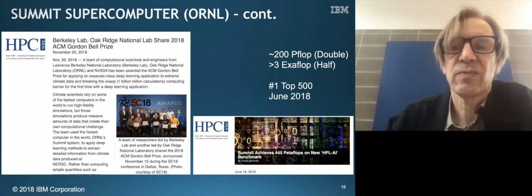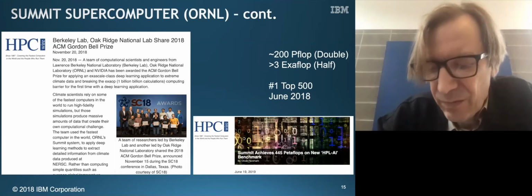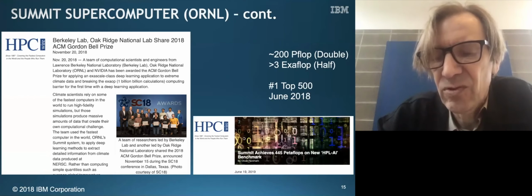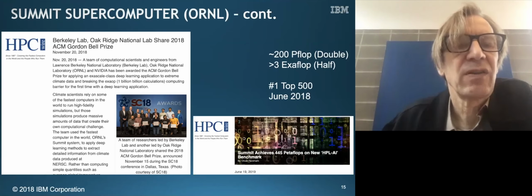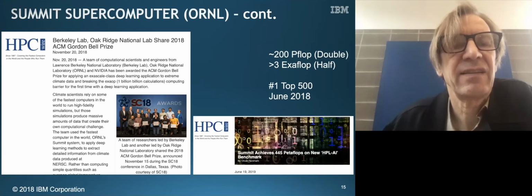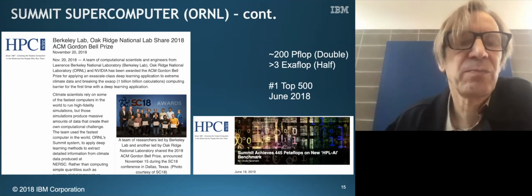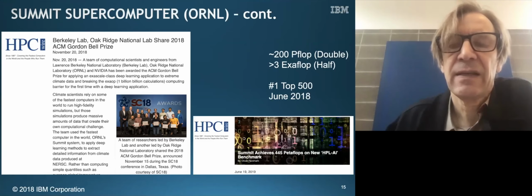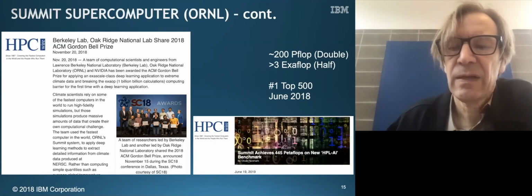So it certainly was helpful for deep learning, and one could spend an entire talk looking at all the different ways that this class of systems was used for AI applications, but I just highlighted two. The first one, the Gordon Bell Prize in 2018, had a deep learning application for climate science that was actually able to achieve more than an exa-op, not the double precision operations, but lighter weight ones on that machine. And there's also the system was leading on an HPL-AI benchmark.